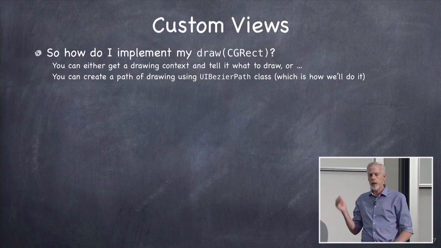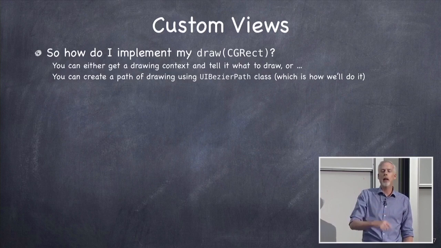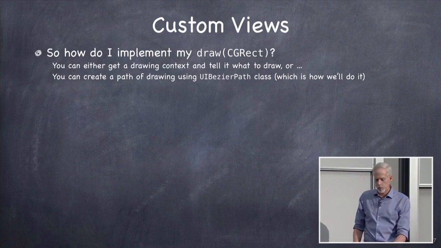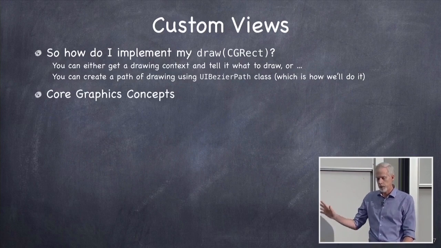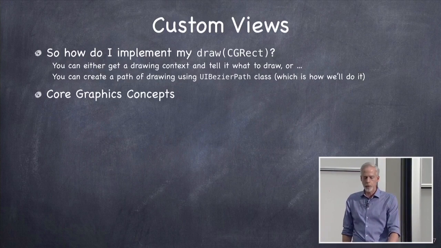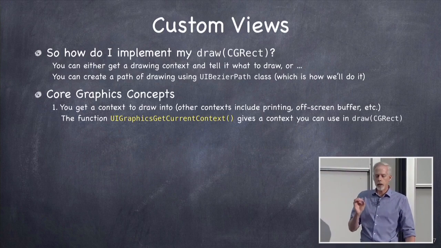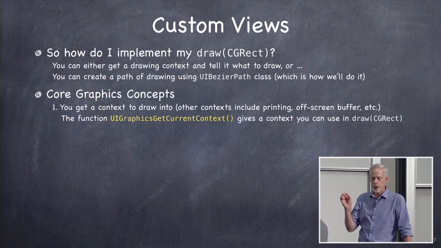Okay, so you create this path, and then you send a message to that path saying, okay, stroke it. So it's a subtle difference, but you'll see. We're going to focus mostly on the UI Bezier path way because it's kind of a little simpler. So let's understand the concepts here of Core Graphics. That's what the CG is that you're seeing all the places here.